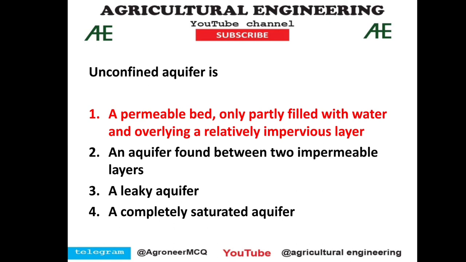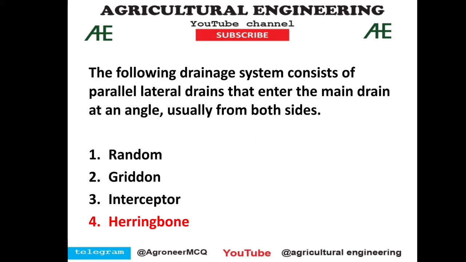Unconfined aquifer is a permeable bed only partially filled with water and overlying a relatively impervious layer. The following drainage system consists of parallel lateral drains that enter the main drain at an angle, usually from both sides: herringbone drainage system.